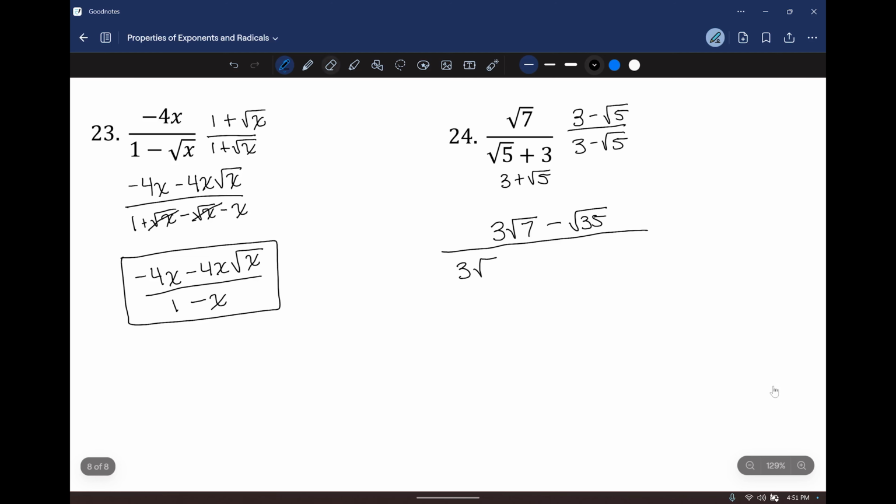Well, actually, let's do it with this one turned around. 3 times 3 is 9. 3 times negative square root of 5 is negative 3 square roots of 5. Square root of 5 times 3 is positive 3 square roots of 5. And negative square root of 5 and a positive square root of 5 make negative 5. The 2 in the middle cancel. On top, there's nothing to be combined. I can't reduce any of these. 9 minus 5 is 4.